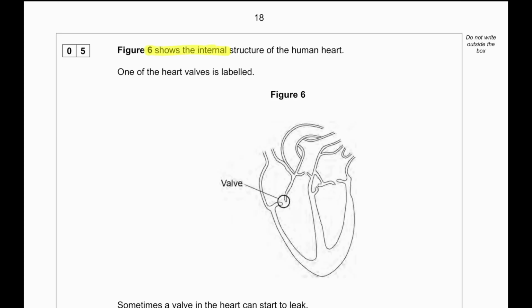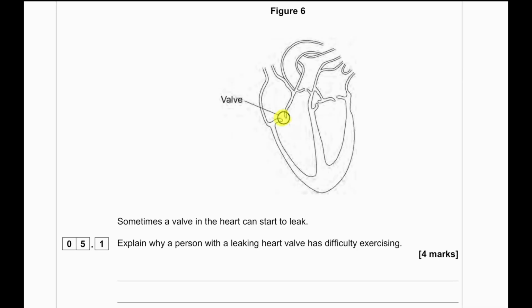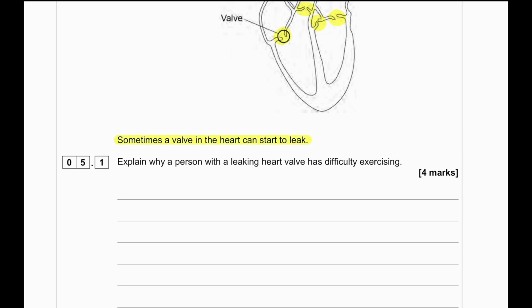Figure 6 shows the internal structure of the human heart. One of the heart valves is labeled. So we can see the valve. Sometimes a valve in the heart can start to leak. Explain why a person with a leaking heart valve has difficulty exercising.